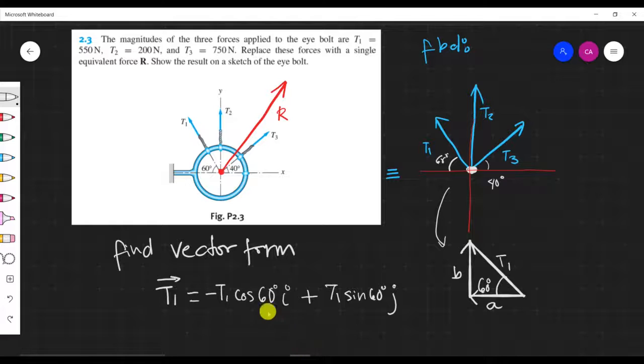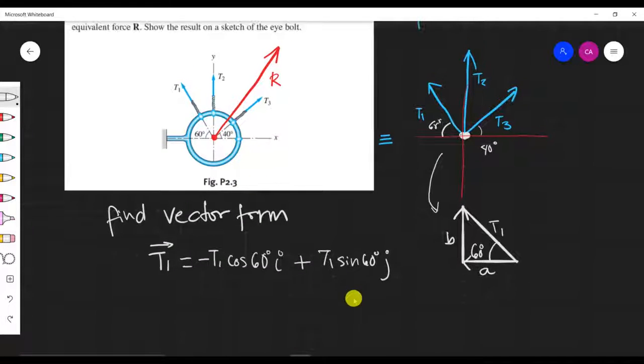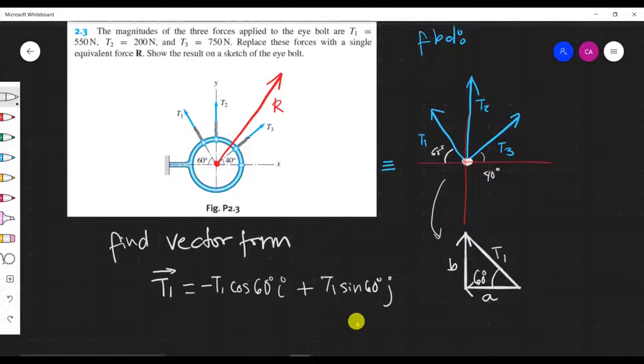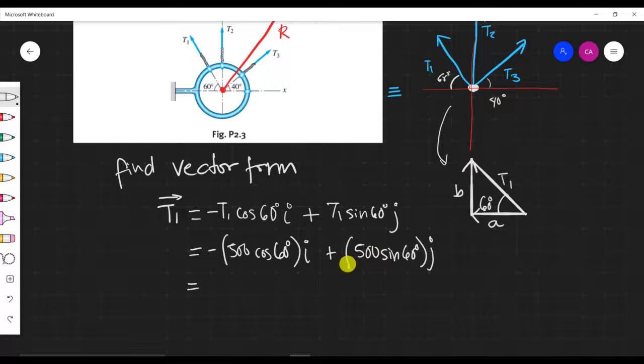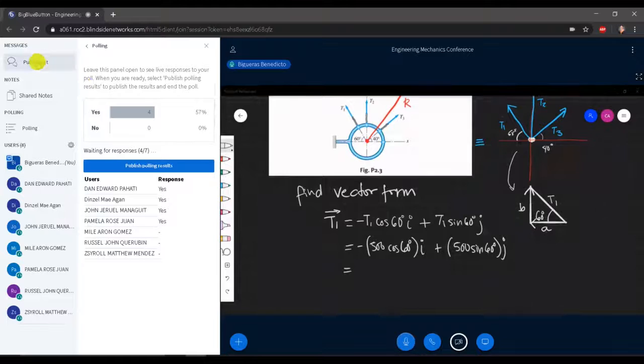Then next is T sub 2. T sub 1 is 500. So equals to negative 500 cosine 60 plus 500 sine 60 j. Pakuha ng calcu, pa-compute. So what would be the vector form? Pa-compute naman. Pasuyo lang. Thank you.